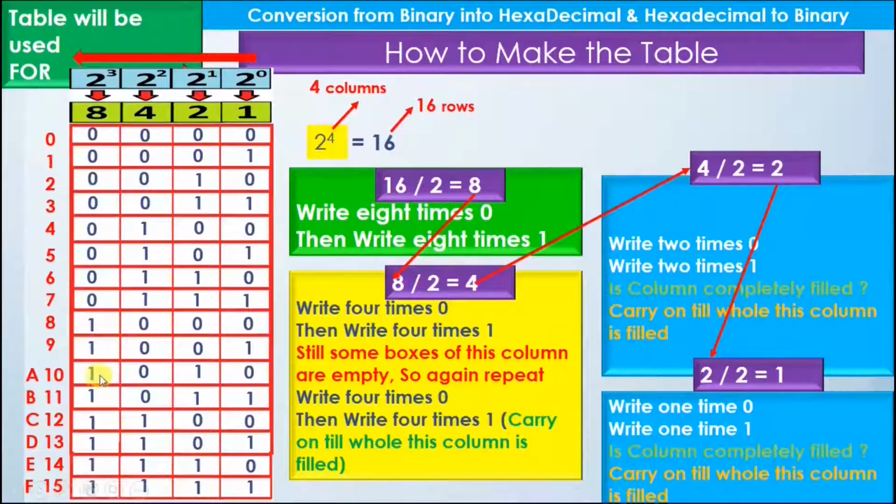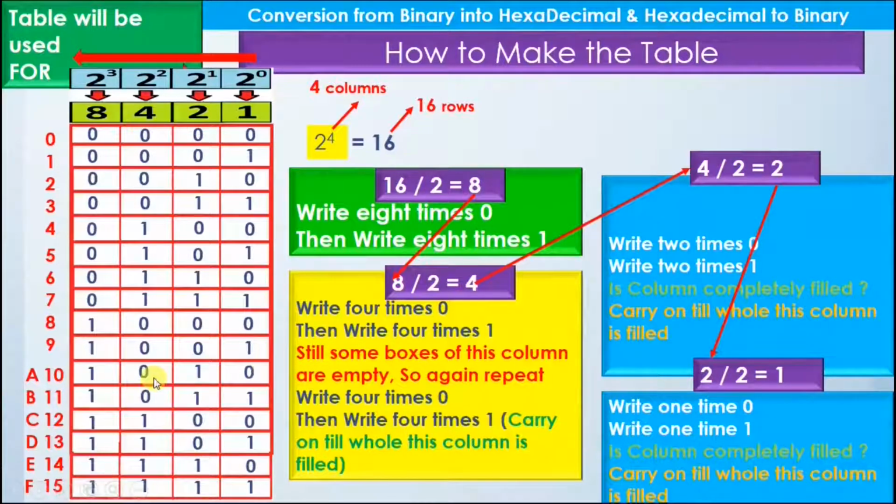So now we will add them all together. We have 8 here plus 0. 8 plus 0 is equal to 8. 8 plus 2 is equal to 10. And then 10 plus 0 is equal to 10. So the final value calculated from these 4 boxes is equal to 10.